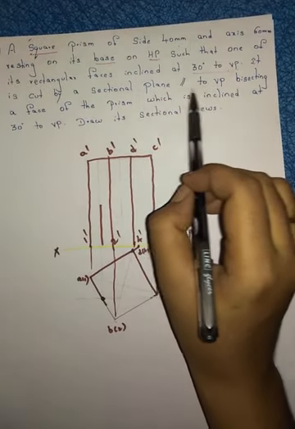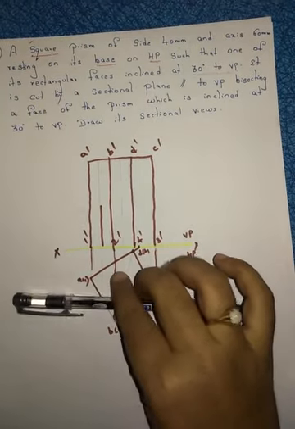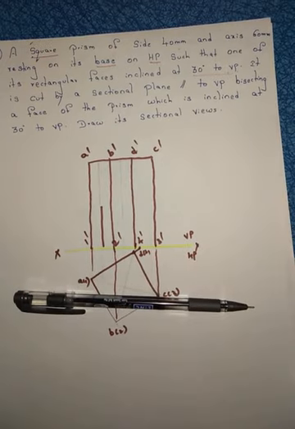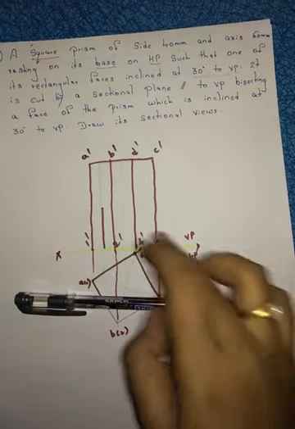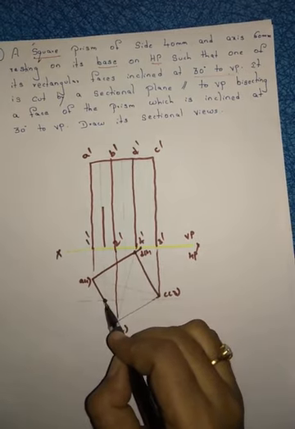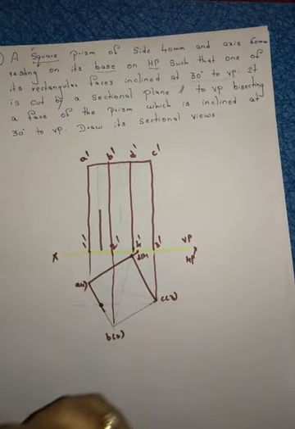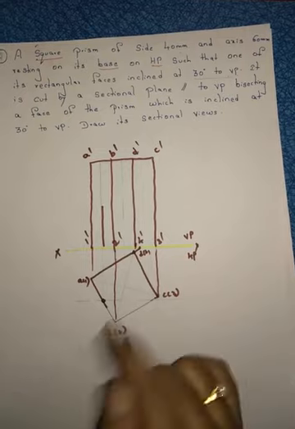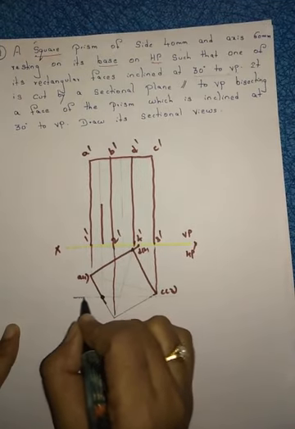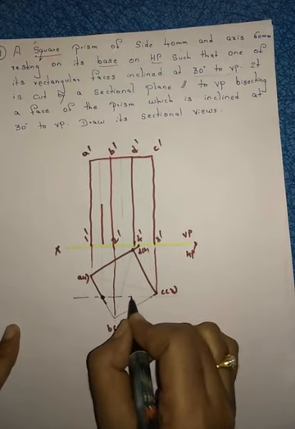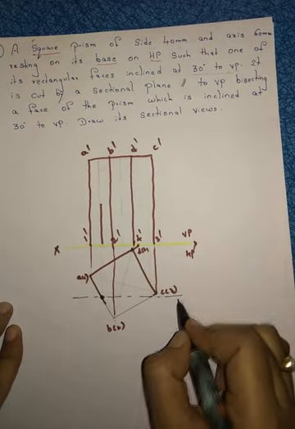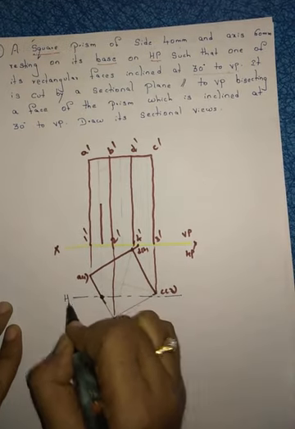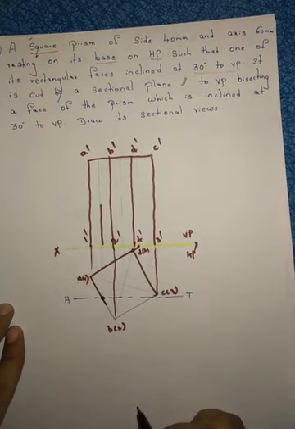It is cut by a sectional plane parallel to VP. If I am keeping the sectional plane here, it is parallel to VP. Bisecting a face of the prism: take any one of the faces, mark the midpoint, which is inclined at 30 degrees to VP. Right? Now from this midpoint, draw the sectional plane with a long dash, short dash, long dash, short dash, like this. Right? So we are drawing the sectional plane, the horizontal plane, name it as HT.